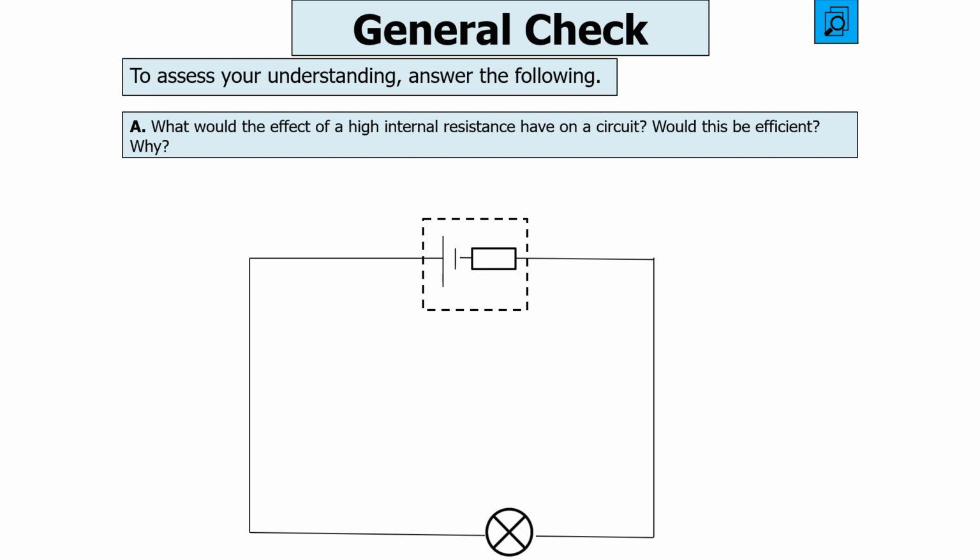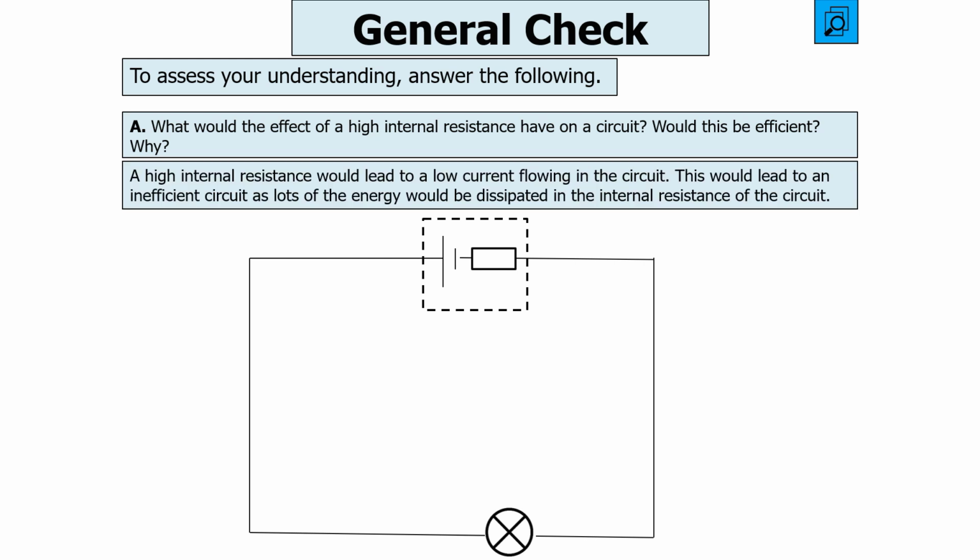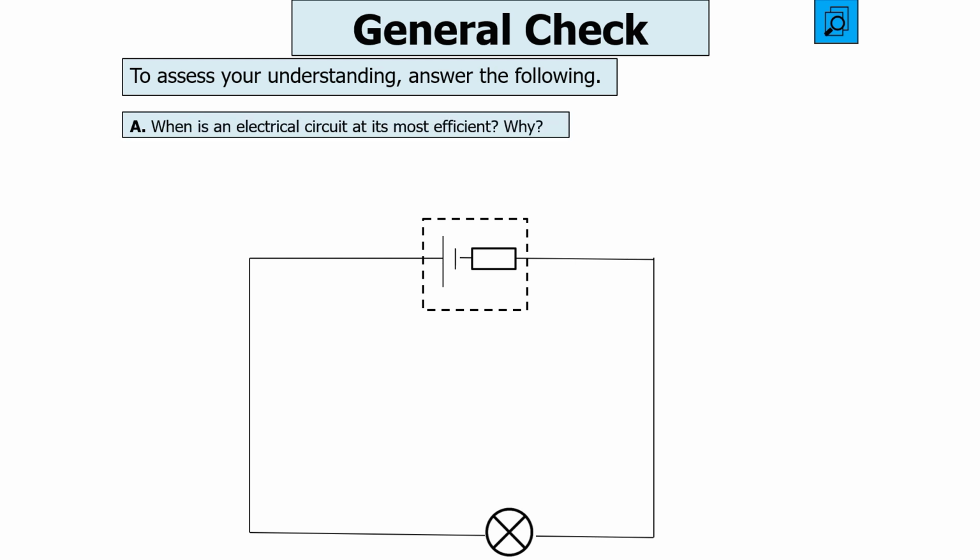The next question says, what would the effect of a high internal resistance have on a circuit? Would this be efficient, and why? So a high internal resistance would lead to a low current flowing in the circuit. This would lead to an inefficient circuit, as lots of energy will be dissipated in the internal resistance of the circuit. So, the final question on this aspect is, when is an electrical circuit at its most efficient, and why?